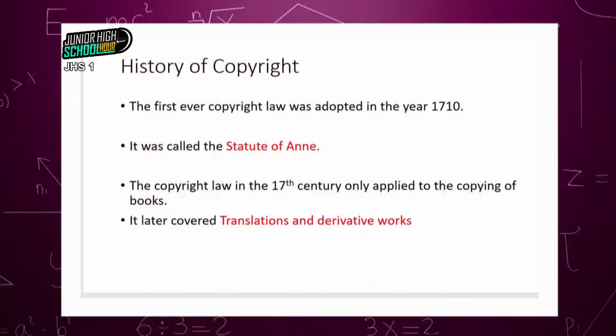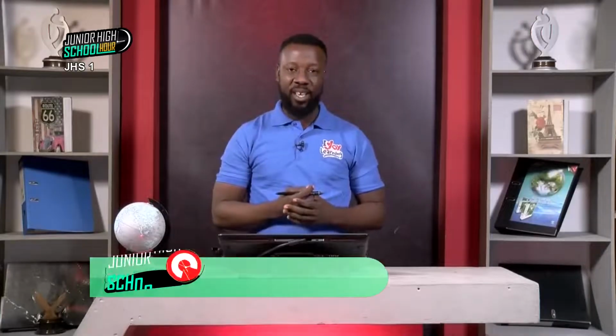A little history about copyright. In the 17th century, the British decided to sit down and give rights to some published books and publishers. So in doing so, they came up with what we call the Statute of Anne. Someone will ask, what are statutes? They are simply laws which are passed by the government.